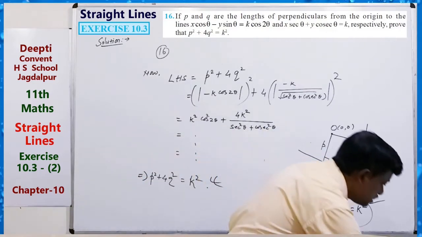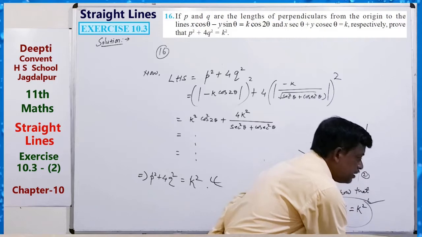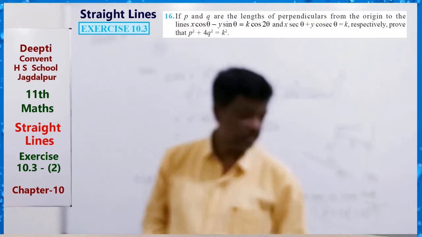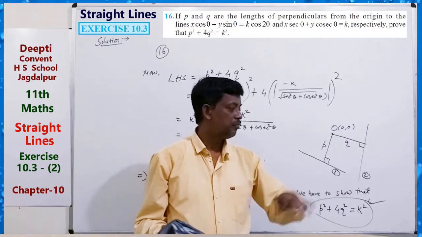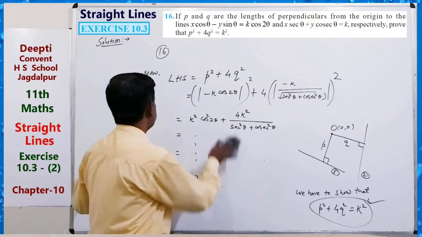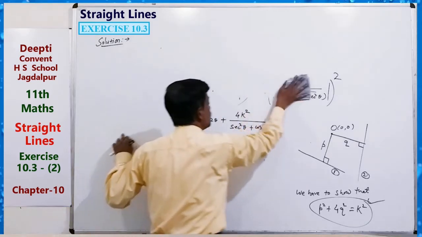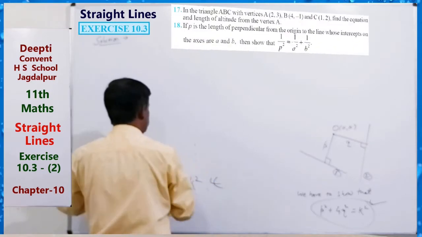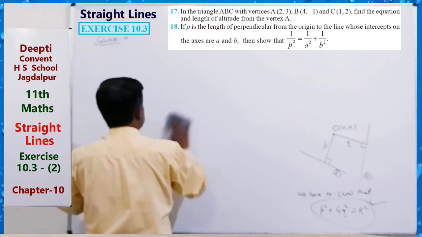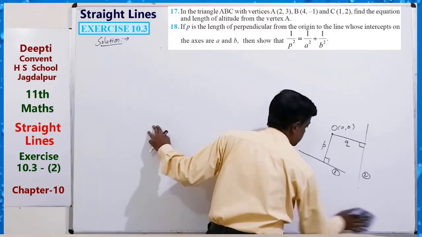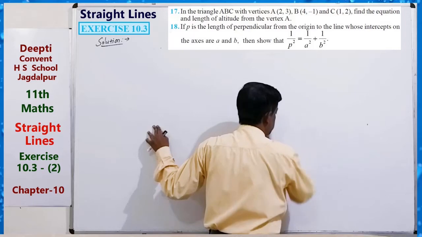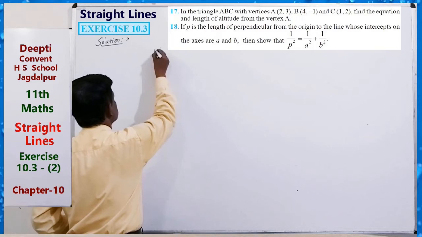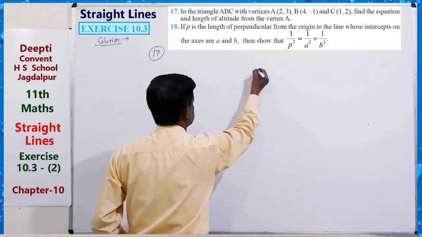Now here question 17 is also there. In triangle ABC, the vertices A, B, C are given. Find the equation and length of the altitude from vertex A. We have to find the equation and also the length of the altitude from vertex A. So here 3 points are given in question 17. A triangle is given like this.